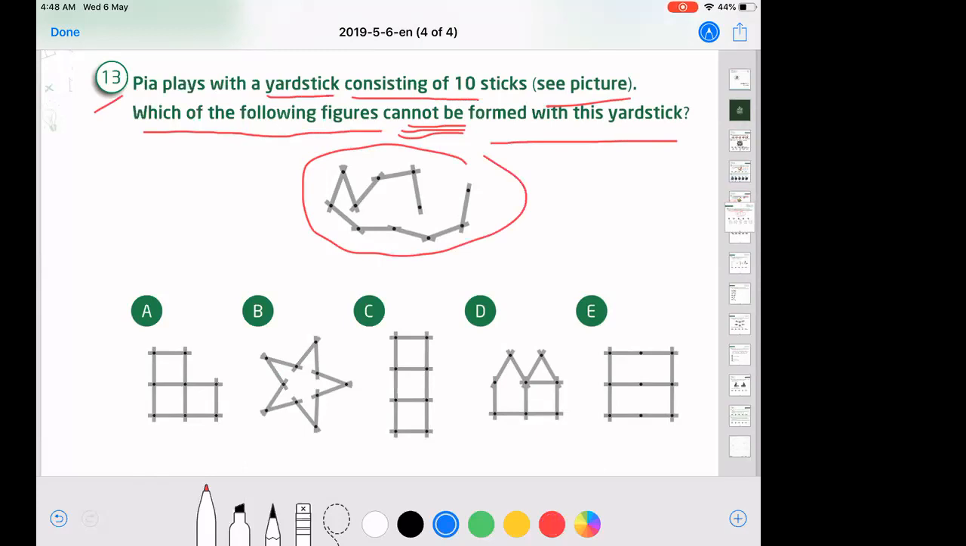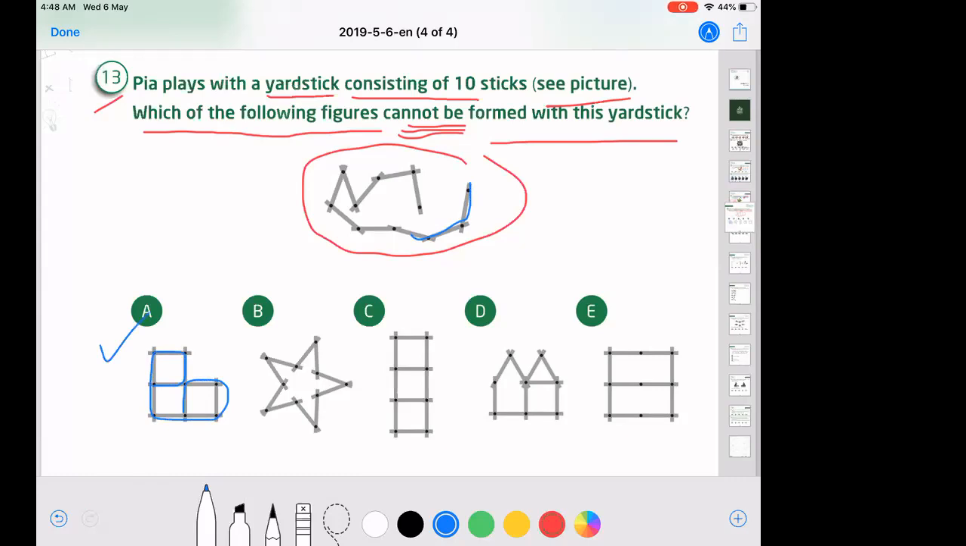Let's check the first one. Let's say this yardstick, from where it starts and from where it will end. Let's start from here, move with my hand, then go up, then left, down, down with the same line. So no problem. If I move this like that, I can make this shape. Okay, so this is no problem.